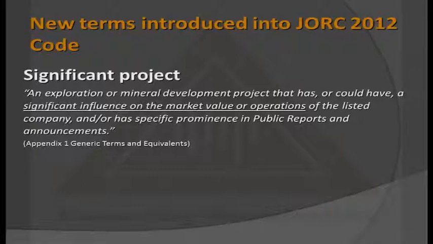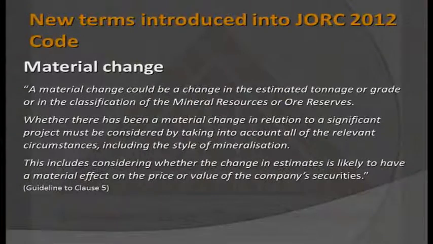Interestingly, the ASX listing rules talks about a material project as opposed to a significant project, but with a similar definition. Material change obviously is a change in terms of resources or reserves that could affect the classification, the valuation. If any of the assumptions have changed, then you need to report against the material change. So that's defined in clause 5.